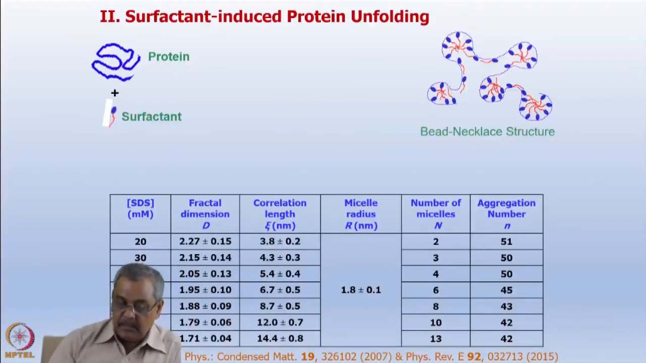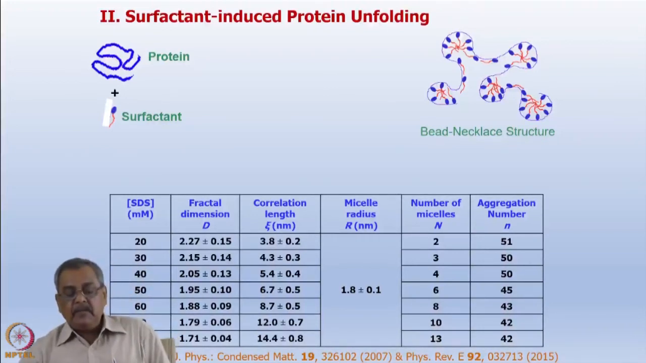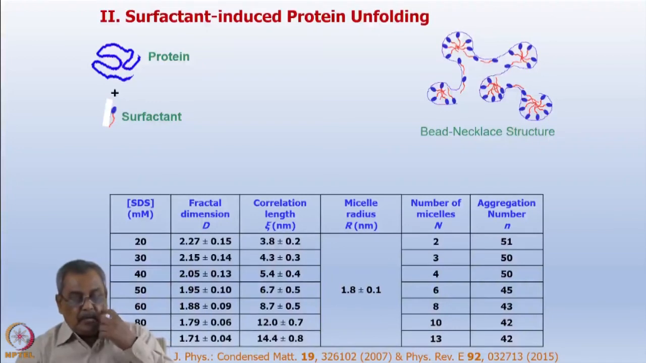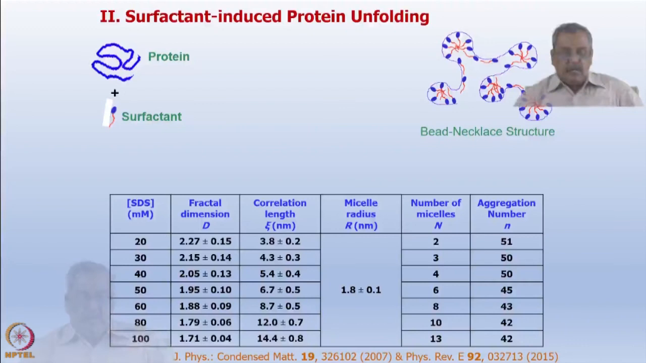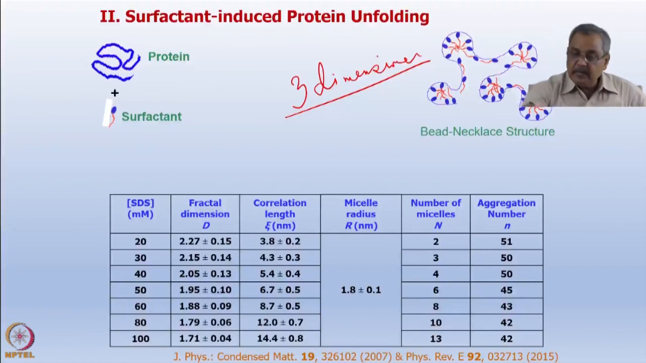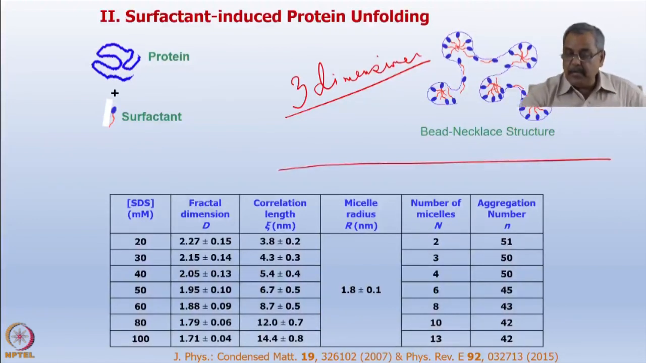And this is a statement of the bead necklace structure, protein and the surfactant, and their fractal dimensions. Now these SDS micelles, as they go to higher and higher concentration, as the chain becomes more and more linear, you can see the fractal dimension. Actually, the fractal dimension should have been 3 if it is a three-dimensional structure, but it is never so. Starting from 20 millimolar, the fractal dimension is 2.27. As the structure becomes more and more linear, the fractal dimension goes towards 1, but it is not 1, it is 1.71.